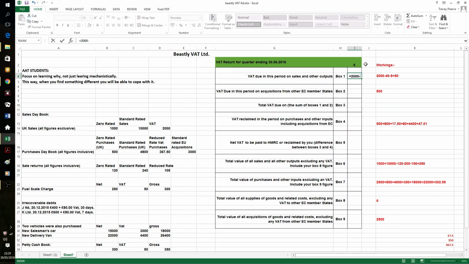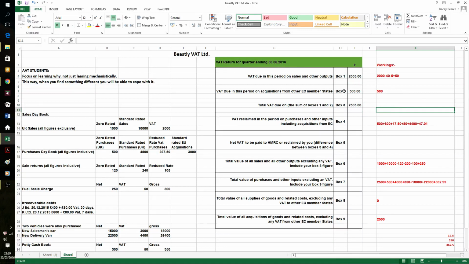2,000 minus 40 minus 5 plus 50. £2,005. That is just straightforward. Add those up. So box 3 is box 1 plus box 2, £2,505.